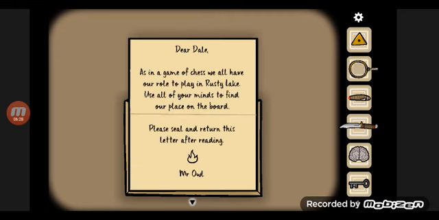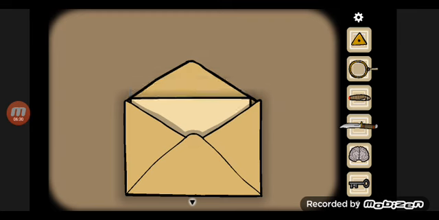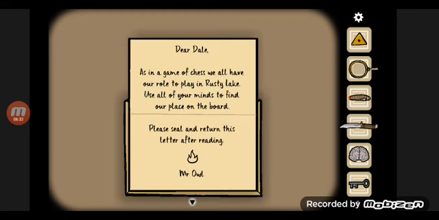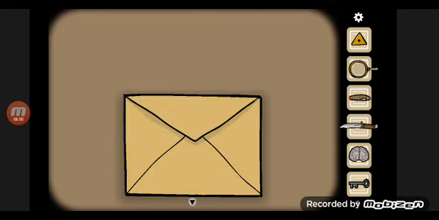Now let's read the letter. Dear Dale, as in a game of chess, we all have a role to play in Rusty Lake. Use all of your minds to find our place on the board. Please seal and return this letter after reading. Mr. Rowley.